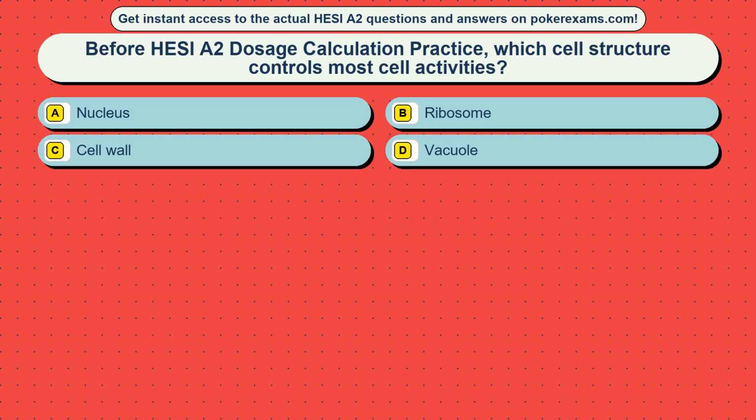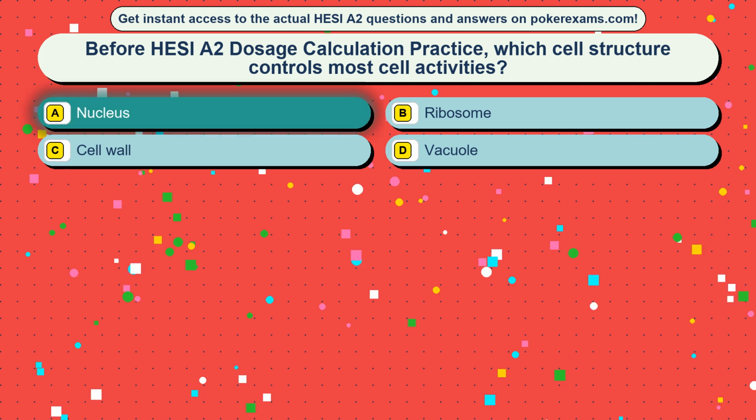Question 5. Before HESI A2 dosage calculation practice, which cell structure controls most cell activities? Option A, nucleus. Option B, ribosome. Option C, cell wall. Option D, vacuole. The correct answer is option A, nucleus.